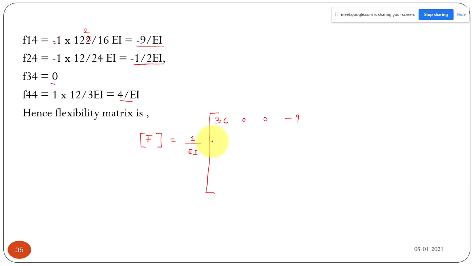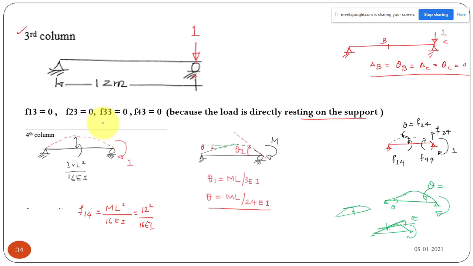And this will be 0, 1 and 0, minus 1 by 2, and this will be 0, 0, 0. And oh, let me check that. What was the value of F33? Okay, it is a special case.